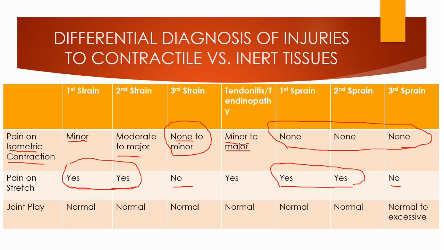On joint play testing, even though the AMA guides do not describe joint play testing, we're going to see that with the injury to the contractile units, because the injury is not to the joint itself, all joint play testing will be normal and unaffected. Whereas with the sprain injuries, the injuries to the non-contractile ligamentous structures, we may see, in the case of a third degree sprain, excessive joint movement because of injury to the passive restraint offered by a healthy and normal ligament structure.